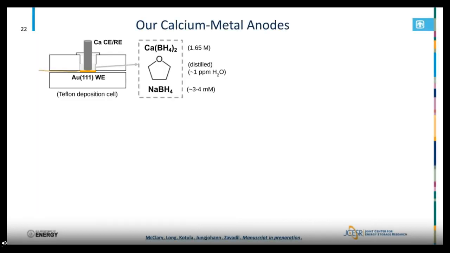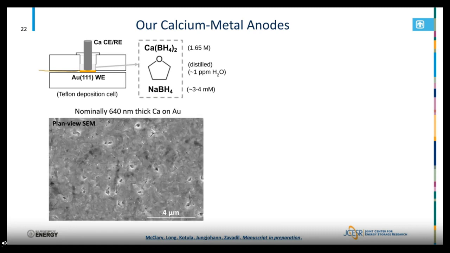So briefly, we used Teflon T cells with a calcium counter and reference electrode, and we deposited onto gold textured working electrodes. Our electrolyte was the same as the paper that we previously showed, which is a calcium borohydride salt with a little bit of sodium borohydride salt that are both solvated in THF solvents. And looking at plan view of these deposits, they look pretty dense. There's a few pockets of porosity, but for the most part, they're completely dense. We deposit them to a few hundred nanometers thickness just because we're interested in early stages of growth and nucleation.